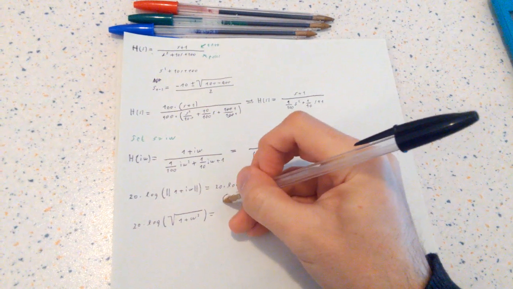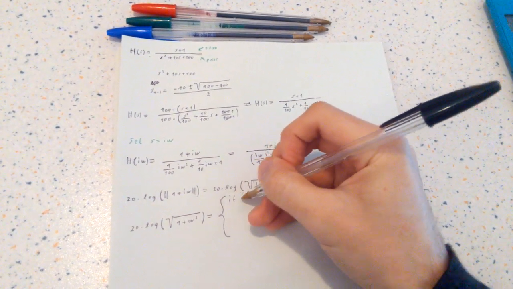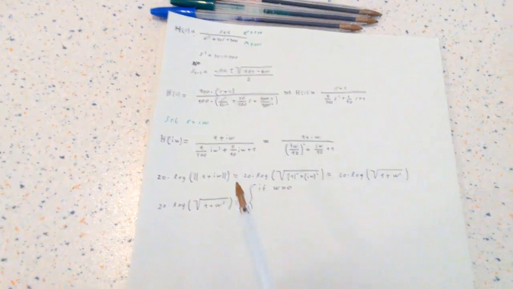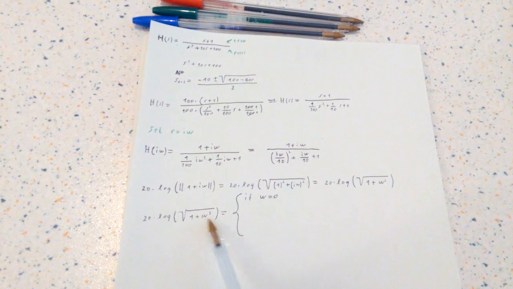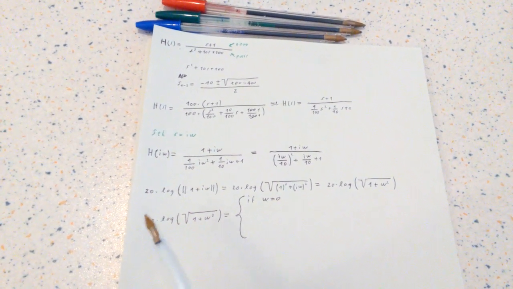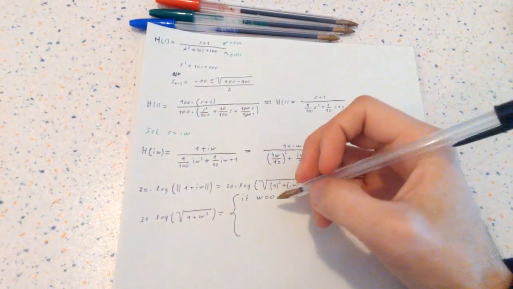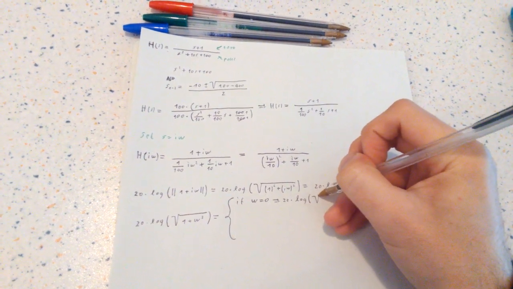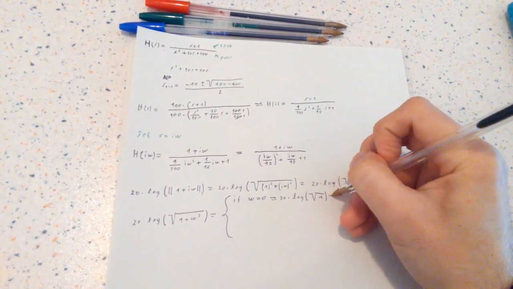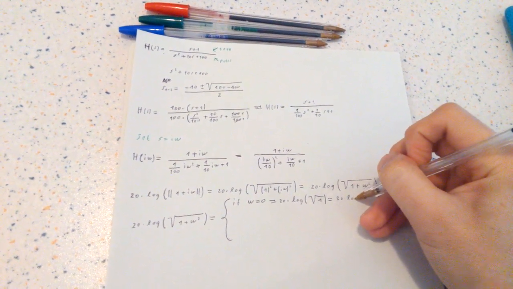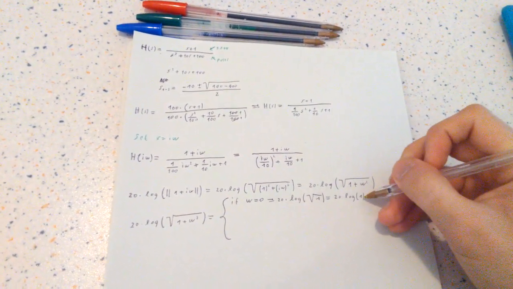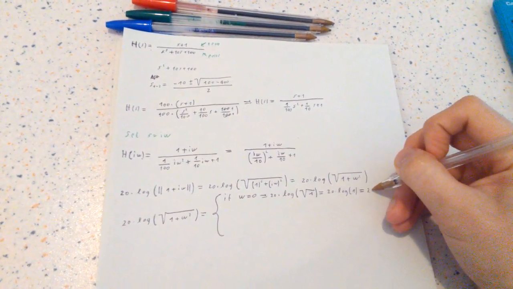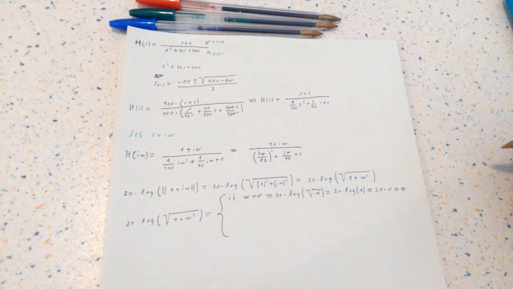Now, if omega is equal to 0, then it's just going to be 20 times log of the square root of 1. But we all know that the square root of 1 is 1, so it's 20 times log of 1. Log of 1 is 0, so it will be 20 times 0, therefore 0.